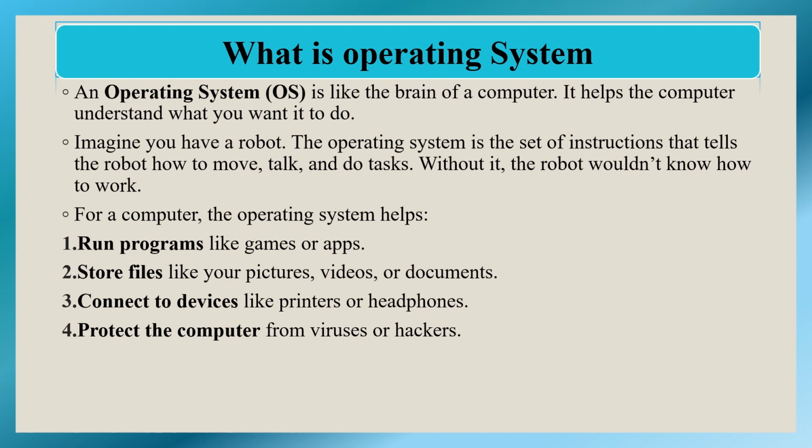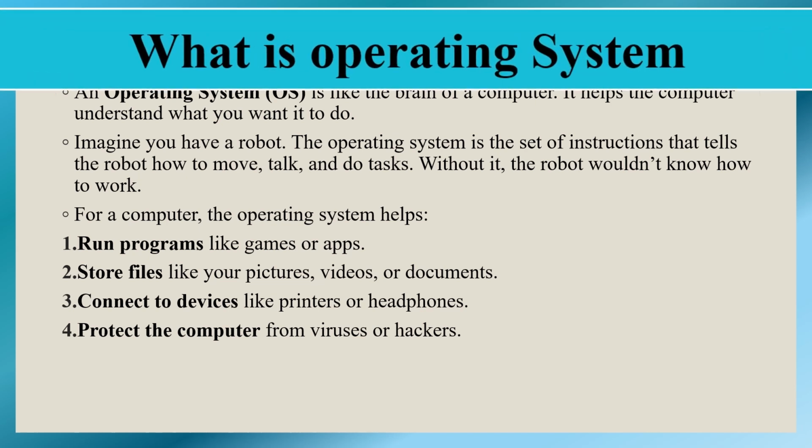At first we have to know what is an operating system. We can easily say that an operating system is like the brain of a computer. It helps the computer understand what we want it to do. Imagine you have a robot. The operating system is the set of instructions that tells the robot how to move, talk, and do tasks. Without it, the robot wouldn't know how to work.